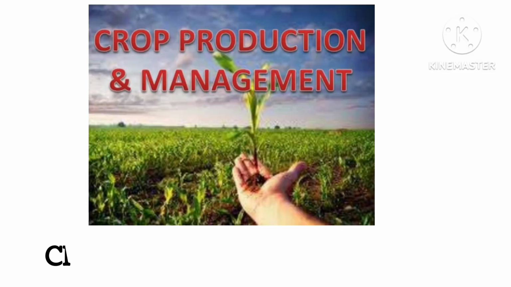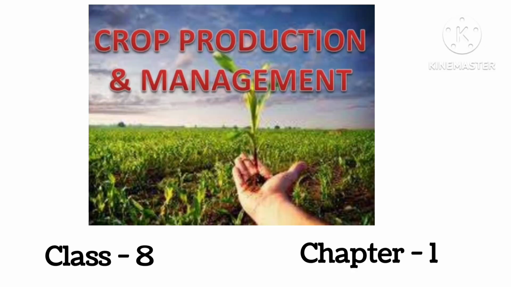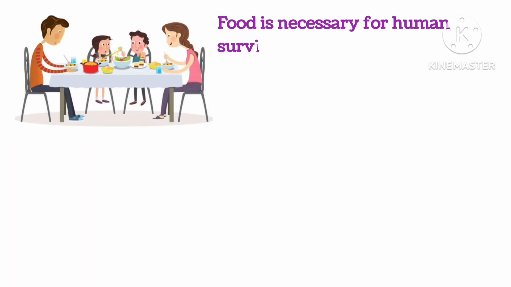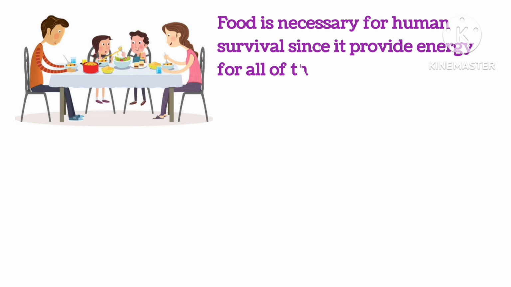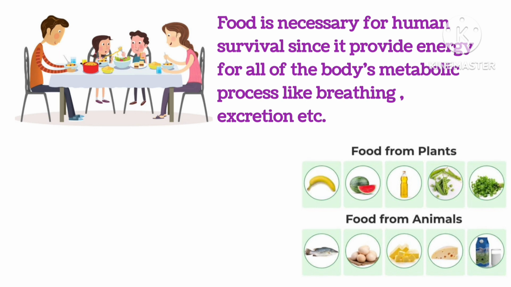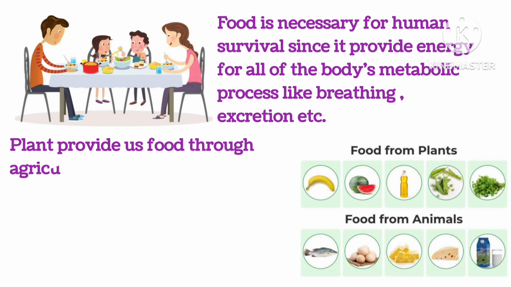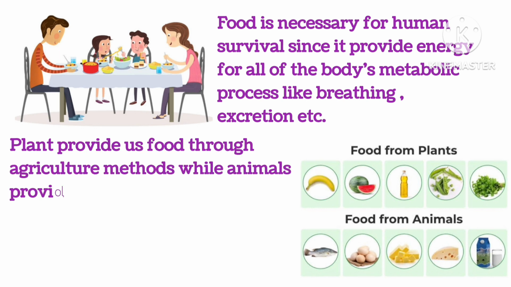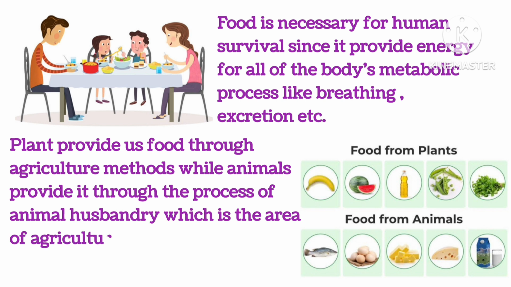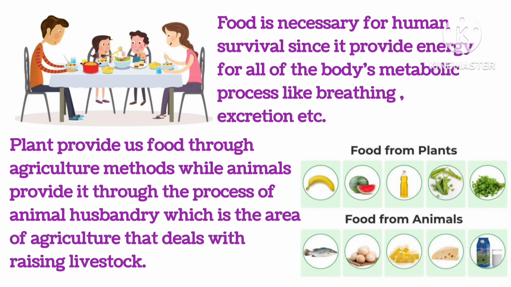Today's topic is Crop Production and Management, Class 8, Chapter 1. Food is necessary for human survival since it provides energy for all of the body's metabolic processes like breathing, excretion, etc. Plants provide us food through agricultural methods while animals provide it through the process of animal husbandry, which is the area of agriculture that deals with raising livestock.